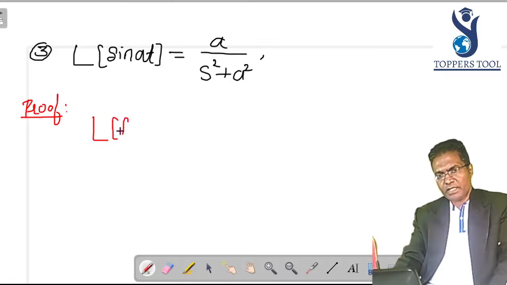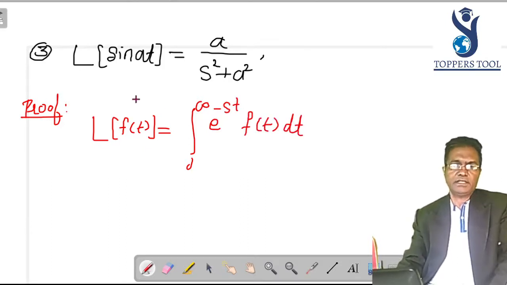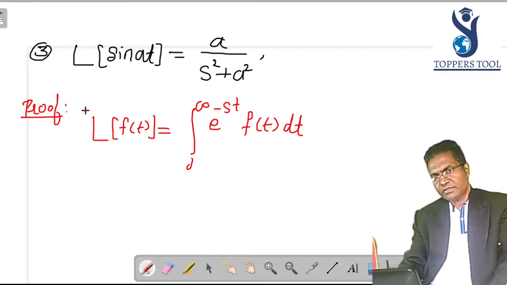So we know that L of f of t is the integral from 0 to infinity of e power minus st f of t dt. Okay, so this we know.